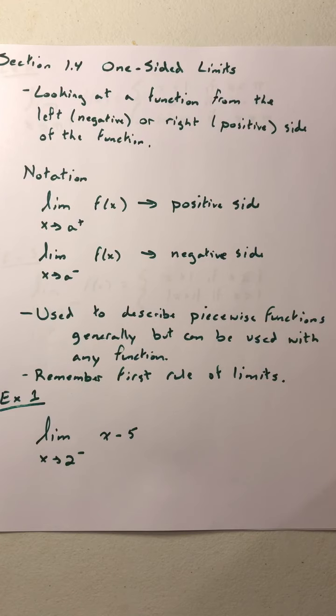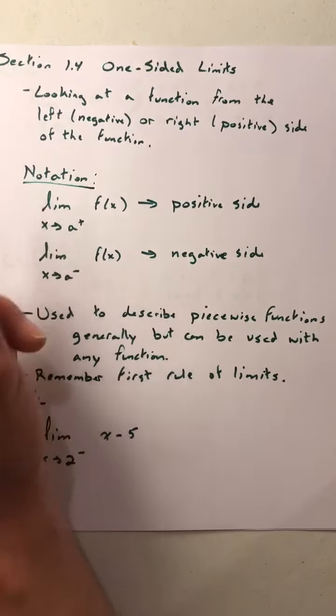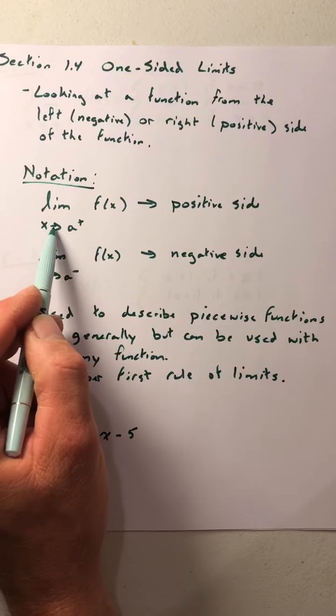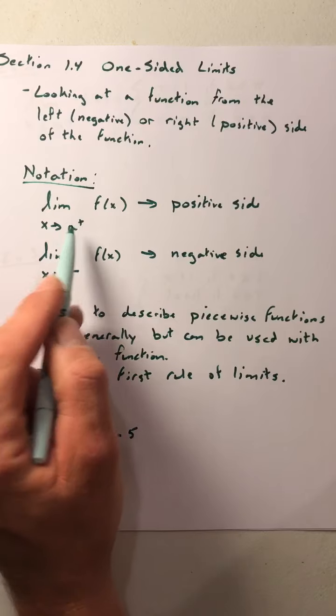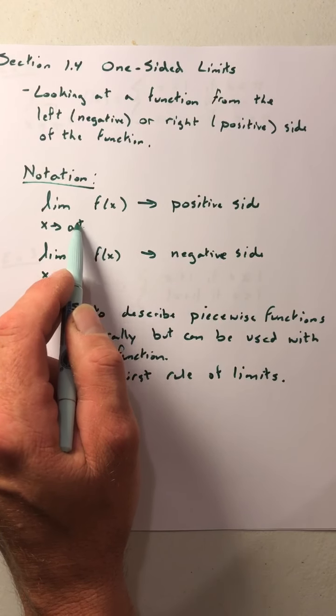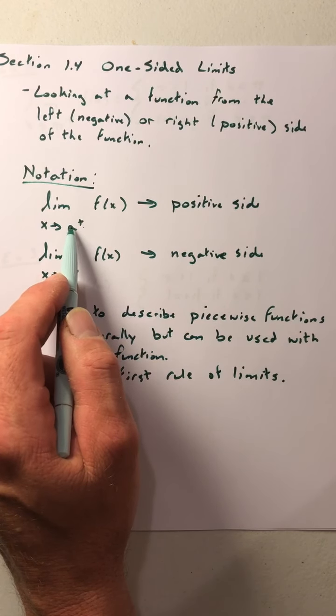So the way we're going to show that, our notation here, is going to be taking the limit as x goes to a. Again, a is going to be some value from the positive side. So we're going to superscript a little plus sign up there to show that we're looking at the positive side.